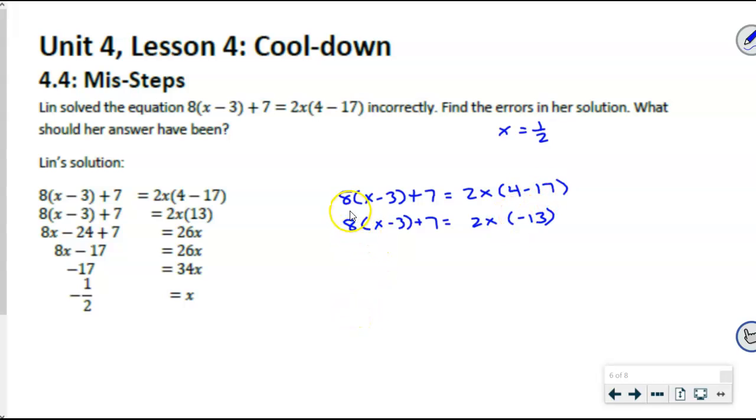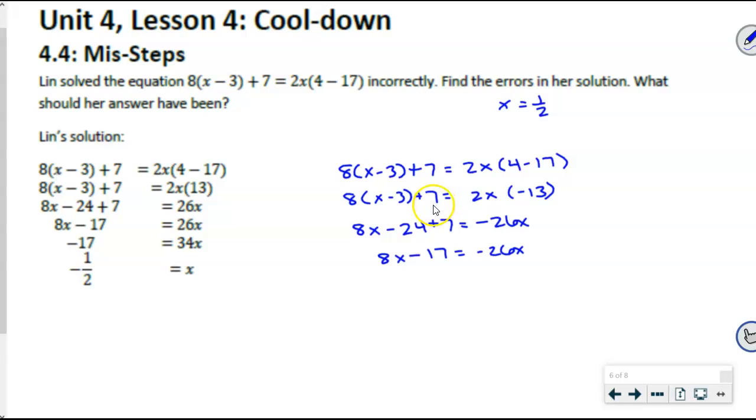Let's keep going. Now, it looks like Lynn distributed next, so we're going to do that as well. 8 groups of x is 8x, minus 8 groups of 3 is minus 24. Then we've got our plus 7 at the end, and over here they did 2x times a negative 13, or in other words, negative 26x. You can combine these like terms. Negative 24 plus 7 is negative 17. So that works out. Looks like so far the only mistake that was made is just that pesky 13 should have been negative. Following that mistake all the way through is going to make a big difference.